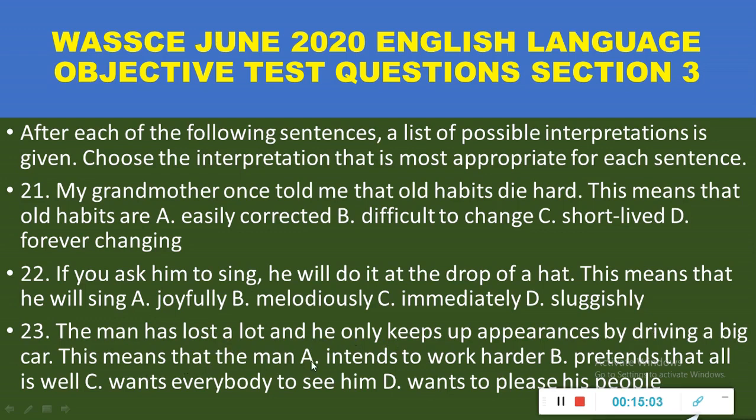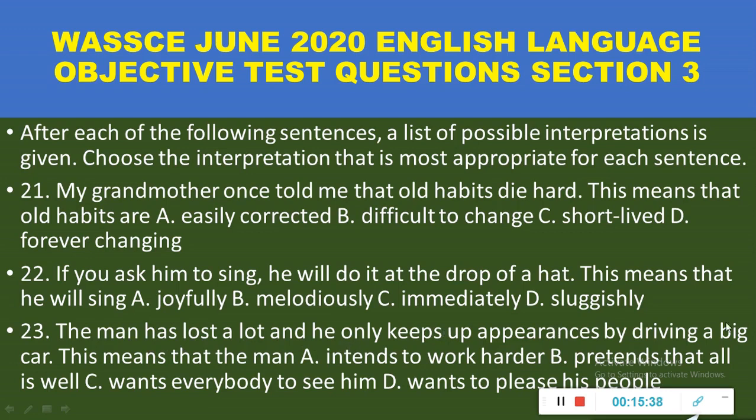All right, this means that the man A intends to work harder. No, when you keep up appearances, it means that you want to give the impression that all is well, that there's really nothing wrong. So there's a kind of pretense involved in that when you keep up appearances. And then we are given a further clue by being told what the man is doing. Again, we have been told that the man has lost a lot, all right? Which means he's no longer as rich as he used to be.